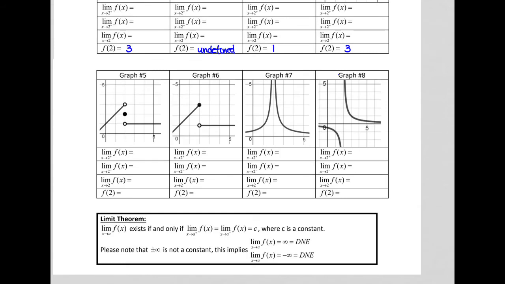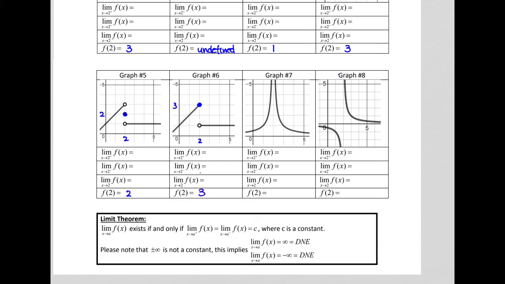Let's move on to number 5. f at 2 is right here. The blue point here, the y value is 2. So it's f at 2 equals 2. Next one, when x equals 2, the y value is going to be 3 because this is the only solid dot that is being defined.